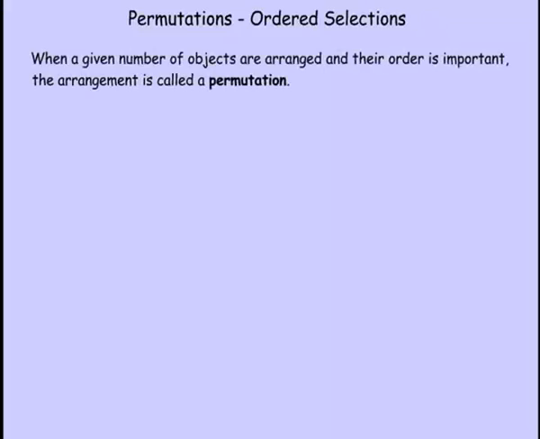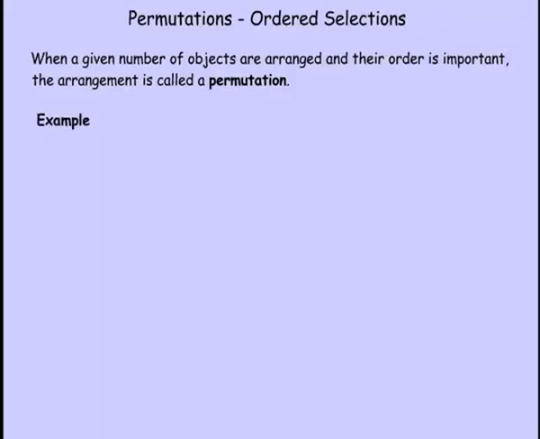Now in this lesson we're going to be looking at permutations. Another way of thinking about permutations is they are ordered selections. When a given number of objects are arranged and their order is important, the arrangement is called a permutation.